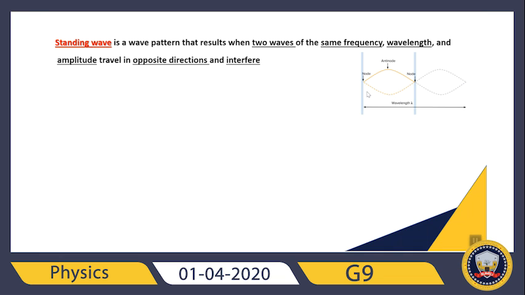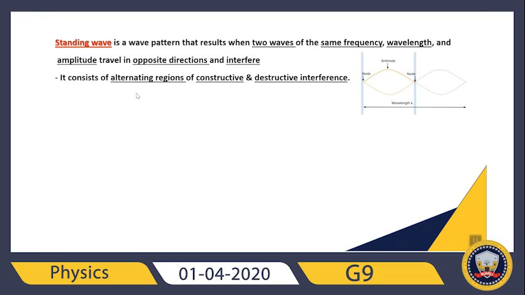So what do we mean by a standing wave? A standing wave is the wave pattern that results when two waves of the same frequency, wavelength and amplitude travel in opposite directions and interfere, like this one.